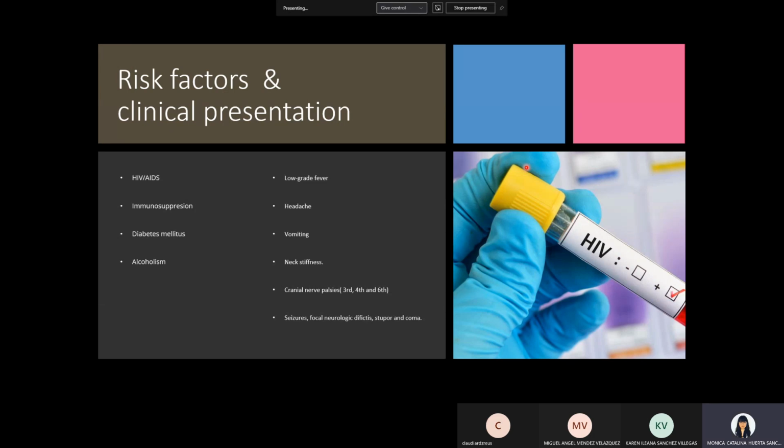Some of the risk factors and the clinical presentation, mainly the most common risk factors are being HIV positive or having AIDS, having immunosuppression, diabetes, and being an alcoholic. And the most common manifestations are a low-grade fever. It varies much from fever to mild headache, confusion, lethargy, seizures, and also coma.